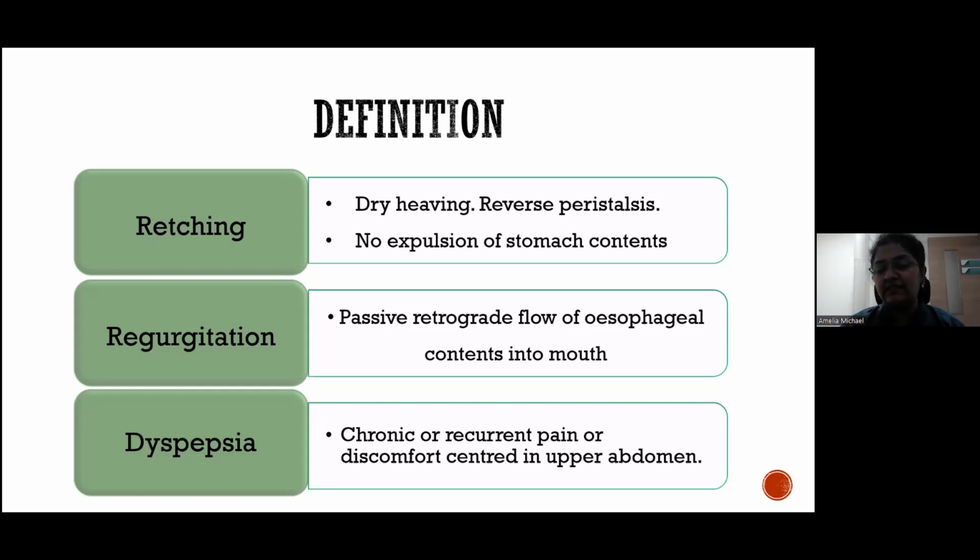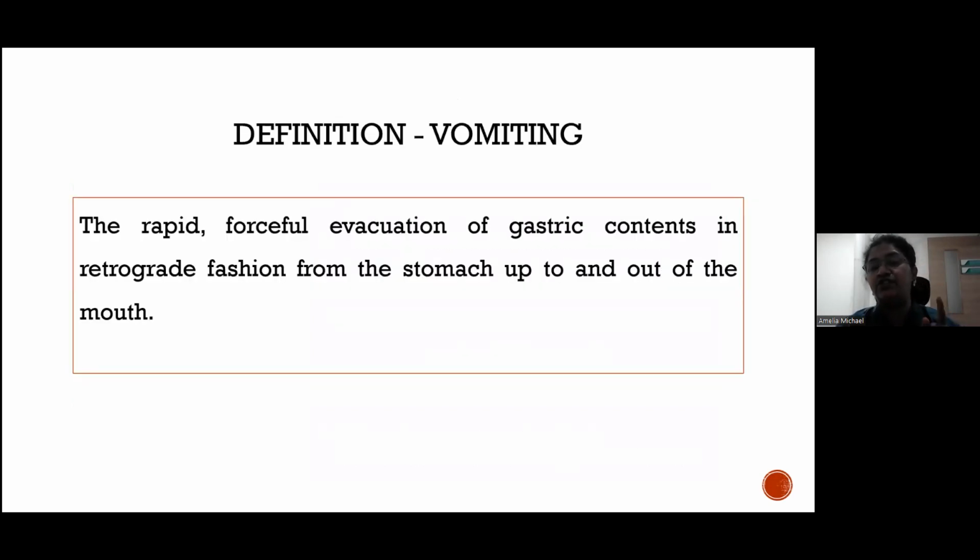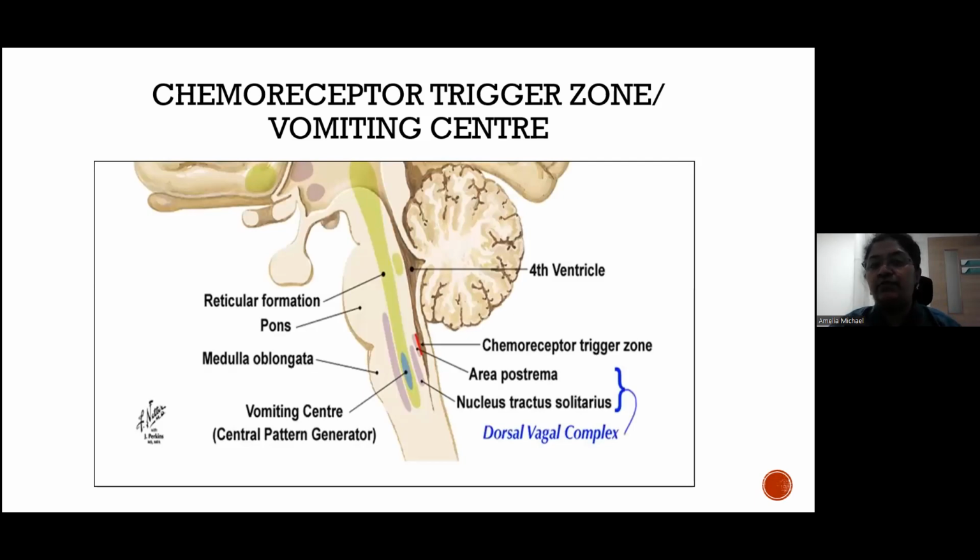Any of these things is possible, and hence it becomes very important to differentiate them from vomiting, which is the rapid, forceful evacuation. You're forcing yourself in a retrograde manner, and most of what's in your stomach comes out through the area of least resistance, which is your mouth. That is vomiting. None of the others can be defined as vomiting. Dr. Sonal has gone through the chemoreceptor trigger zone and the vomiting centers. The chemoreceptor trigger zone is the most sensitive area because there is no blood-brain barrier there. It's important for us to understand that.